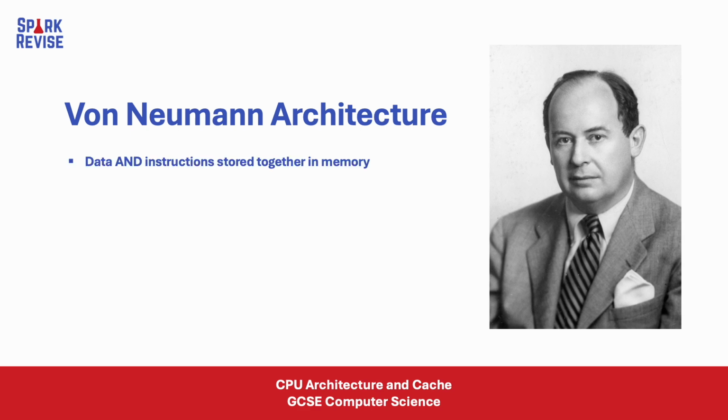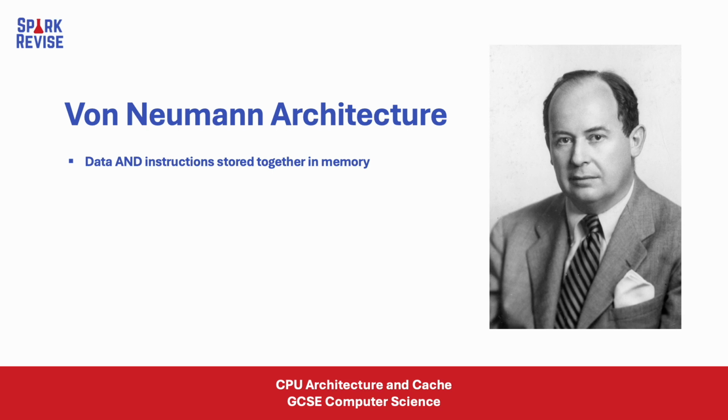Well, data and instructions are stored together in memory. In the conflicting architecture, which is the Harvard architecture, there are two separate memories, one for data and one for instructions, but the von Neumann architecture stores them both together in the same memory, meaning the computer doesn't need a separate storage for program code and the data it processes. Both are stored in RAM and in binary form.